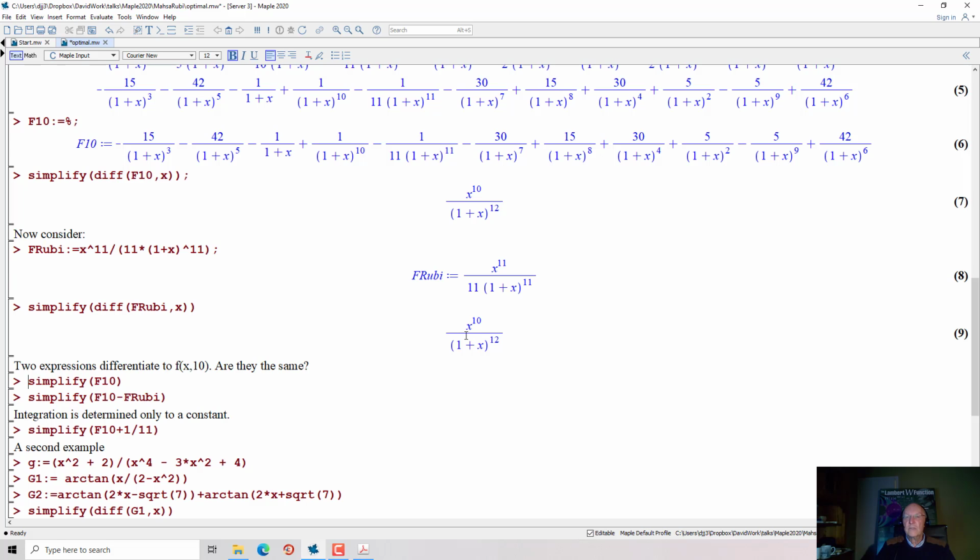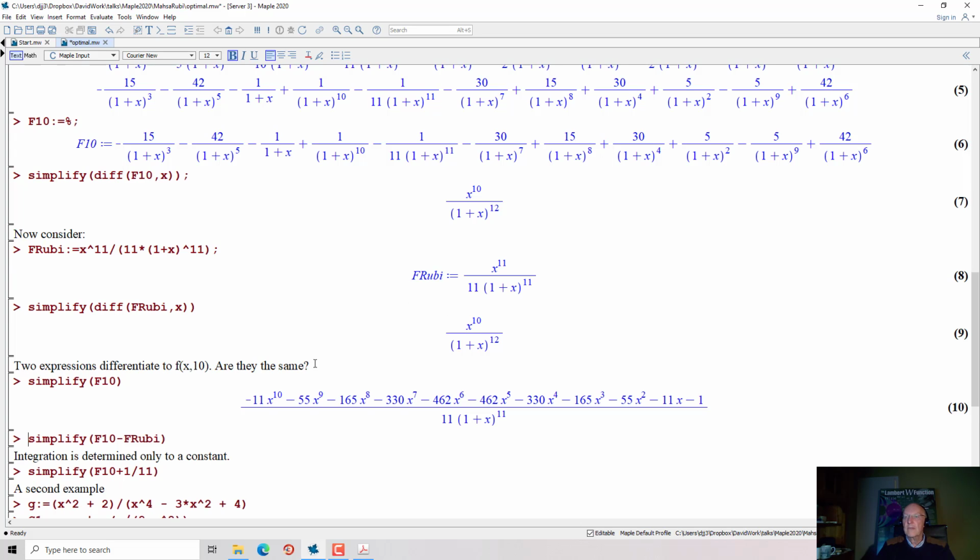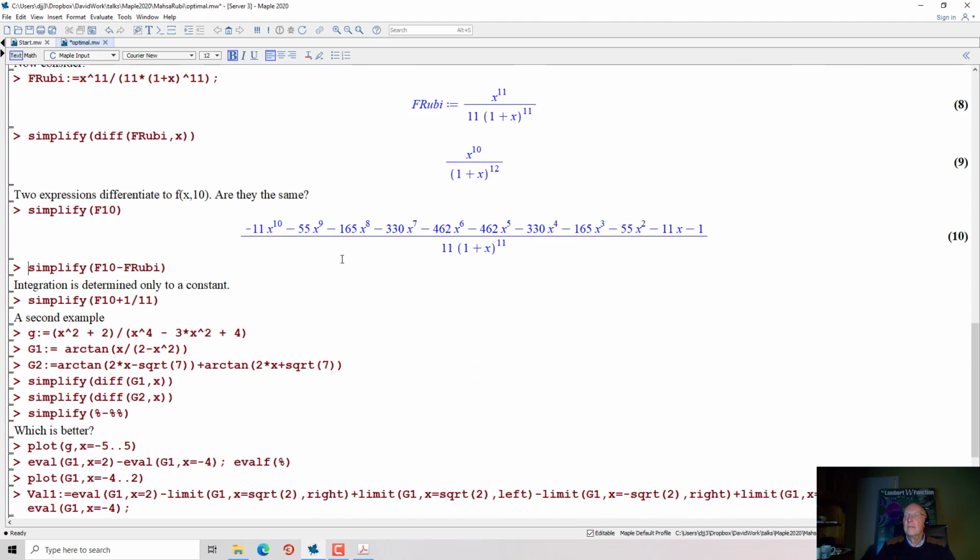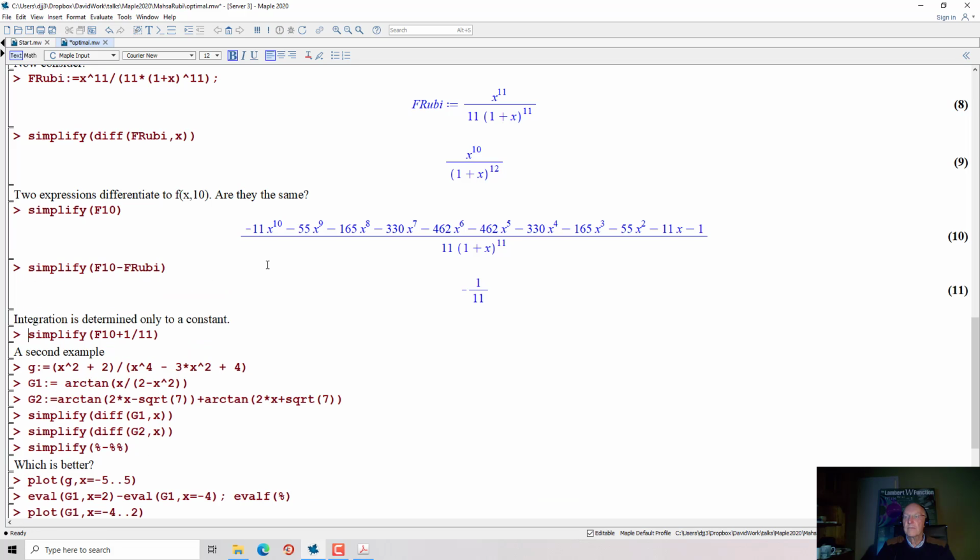So that means I have two equivalent expressions for the integral of x to the 10th over 1 plus x to the 12th. The version f10, which contains 10 terms, and the version f-ruby, which contains 1 term. Here I have simplified f10, and you see that even after it has been simplified, it is still much longer than f-ruby. So what is the connection between f-ruby and f10? Well, let's simplify the difference between them. And we see that they differ by a constant.